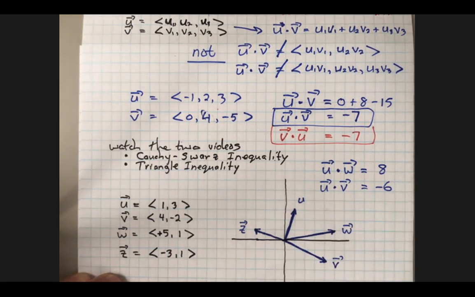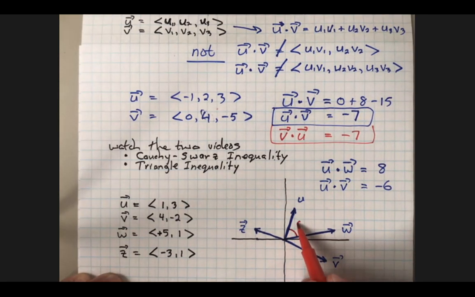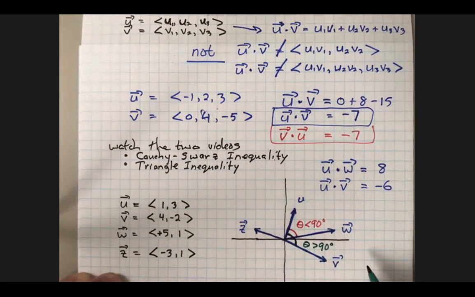Now I want you to look at u and v and u and w really carefully. And now I'm going to get bitten by the fact that I only drew this with my hand. But do you see that the angle between u and w is less than 90 degrees? And do you see that the angle between u and v, even though it's very slight, is greater than 90 degrees? U dot w is 8. U dot v is minus 6.